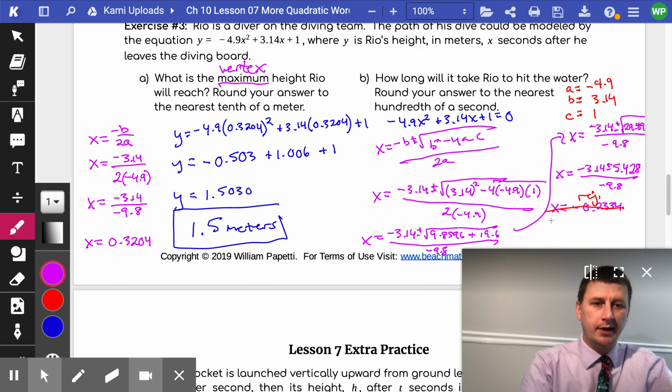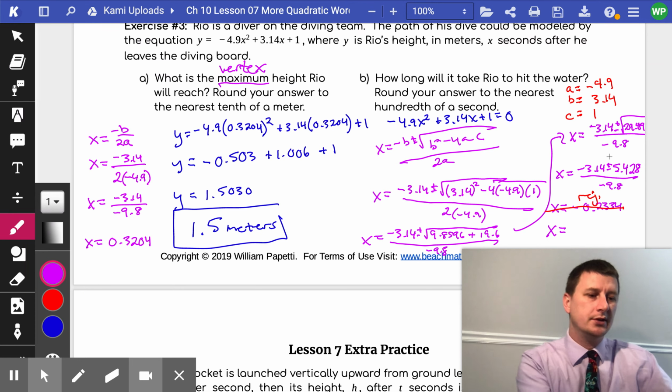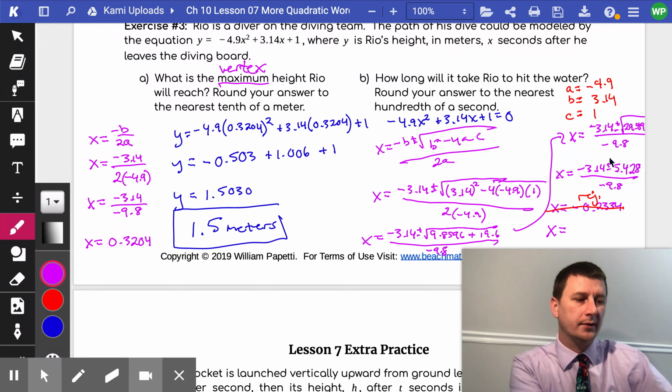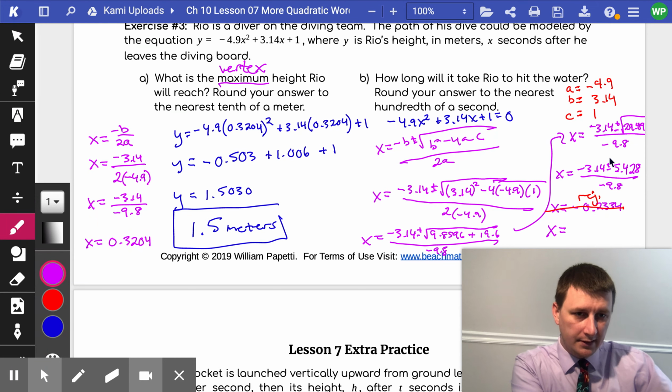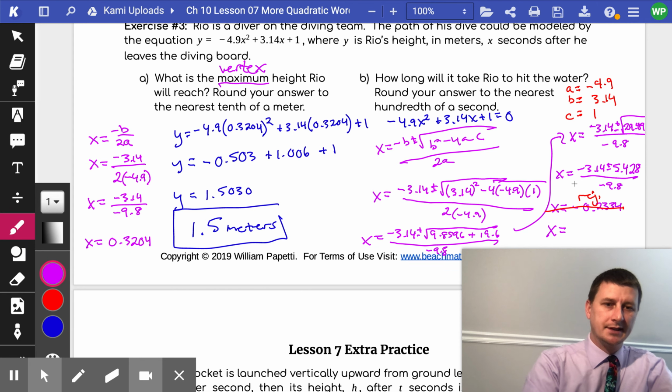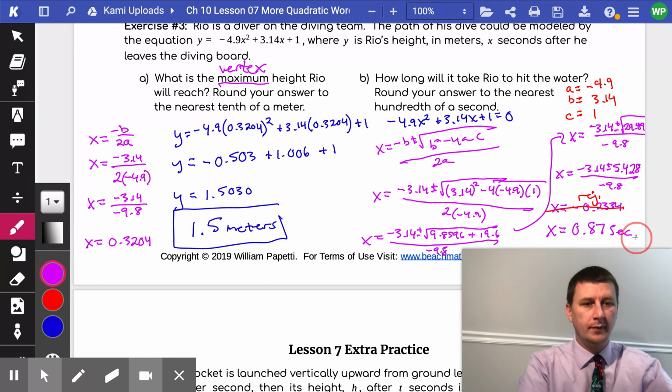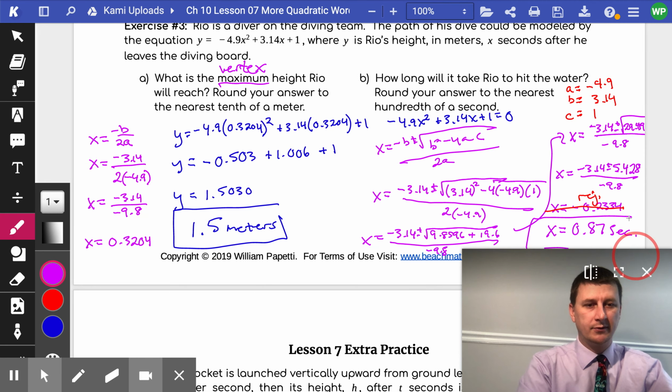So which means our correct answer should be when we subtract. So we're going to do negative 3.14 minus 5.428. And we're going to get negative 8.568. And we're going to divide that by negative 9.8. And we are going to get a positive 0.87 seconds. So this is the time it takes for Rio to hit the water.